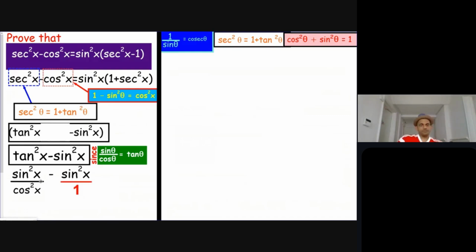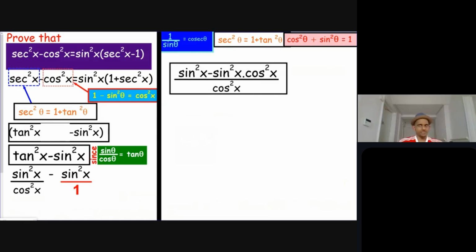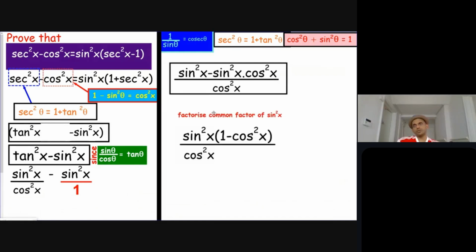And we've got it, haven't we? Yes, if we think of that as sine squared over 1, then the next bit will be this. So we can put it over a common base. So the lowest common multiple of cos squared and 1 is cos squared. So again, sine squared over 1 is an equivalent fraction to sine squared cos squared over cos squared, which we can then write like is on the right-hand side of the screen. And now we can factorize. So if we factorize that, we have sine squared 1 minus cos squared all over cos squared.